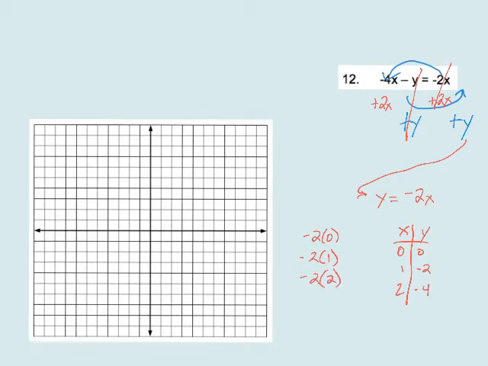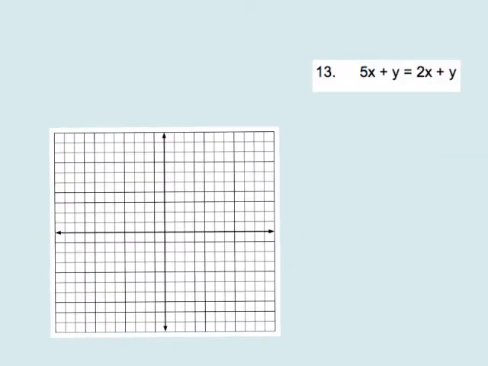So now I'll take my ordered pairs. I'll go 0, 0. I'll go 1 over, 2 down, and then I'll go 2 over, 4 down. I'll connect those with a straight line, and I'll be sure to put arrows on the end of it, and I've graphed that linear equation.